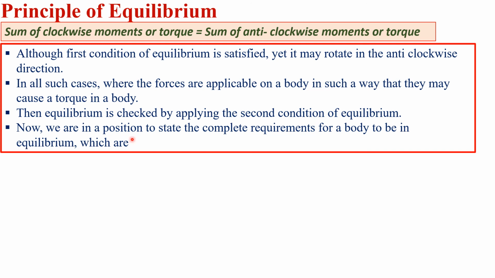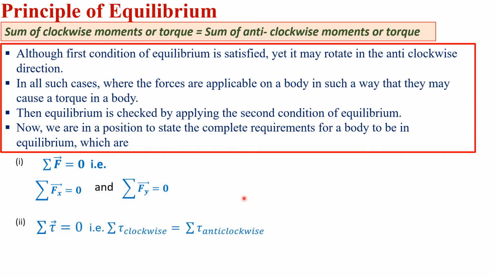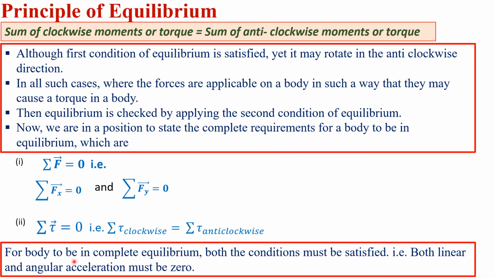Now we are in a position to state the complete requirements for a body to be in equilibrium, which are summation of forces equals 0, such as summation of forces along the x-axis equals 0 and summation of forces along the y-axis must equal 0. The second condition of equilibrium is summation of all the torques equals 0, or summation of clockwise torque equals summation of anti-clockwise torque. For a body to be in complete equilibrium, both conditions must be satisfied. Both linear and angular acceleration must be 0.